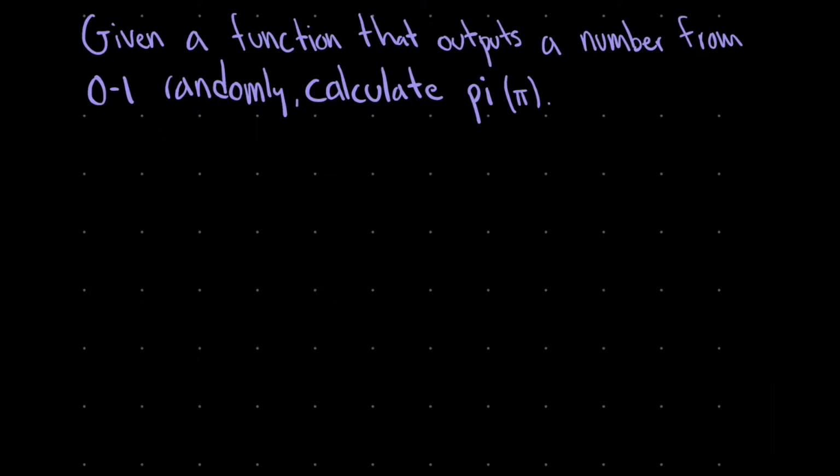Today we're going to be talking about a really cool coding and math technical interview question. Let's get right into it. So our question goes as follows. Given a function that outputs a number from 0 to 1 randomly, calculate pi.